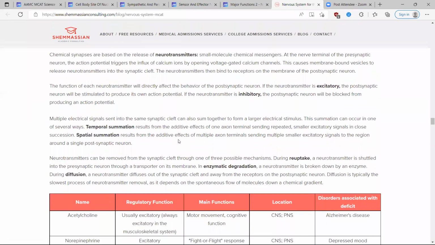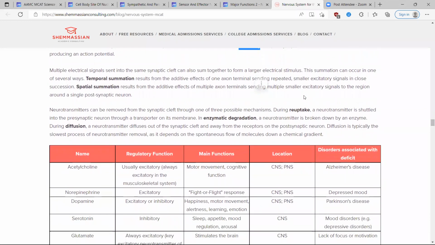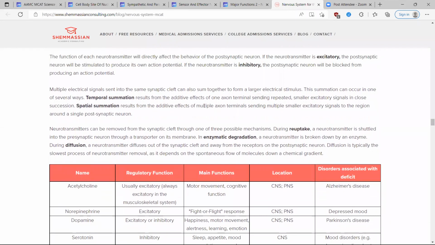So the interesting thing is that the neurotransmitter itself has a big impact on what the signal is. It can be excitatory, which tells the neuron, hey, produce an action potential now, or it can be inhibitory, and it can actually tell the postsynaptic neuron, don't produce an action potential. So there's a lot of different things that can be modified in this communication system.